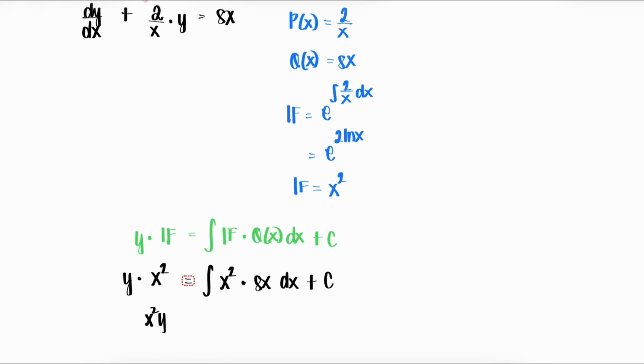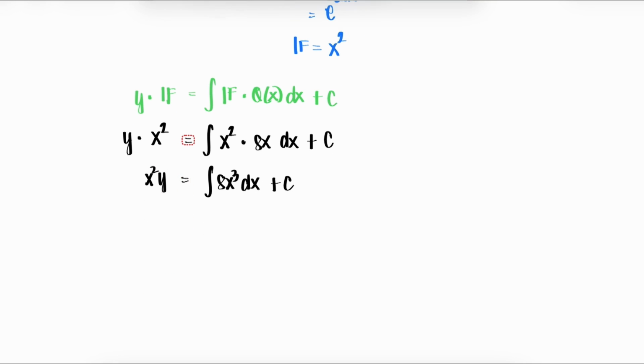So x^2 y equals the integral of 8x^3 dx plus c. Simplifying, or integrating, it's now 2x^4 + c. That's x^2 y. Therefore, our solution is x^2 y - 2x^4 = c.